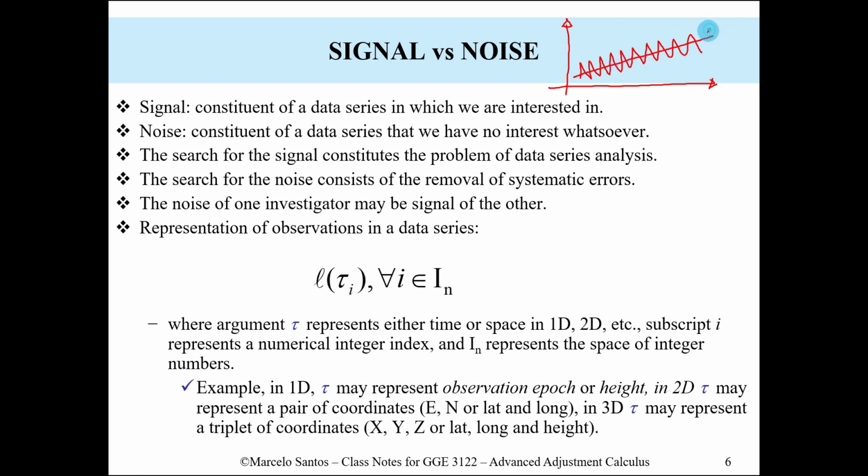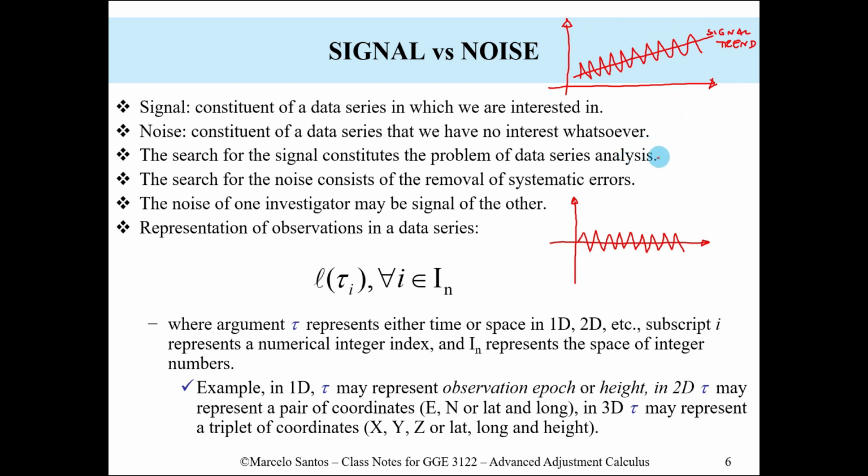So this is our signal. This is the trend. And then what is the noise? Well, the noise is essentially the difference, every difference with respect to the trend. So we could then plot the noise. It would be something like that.